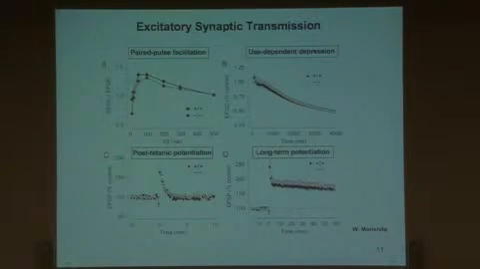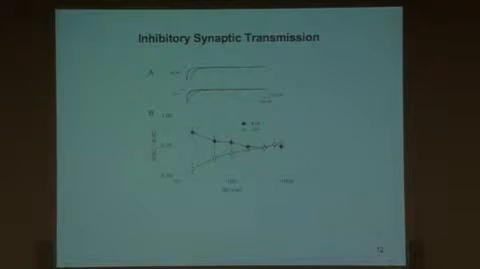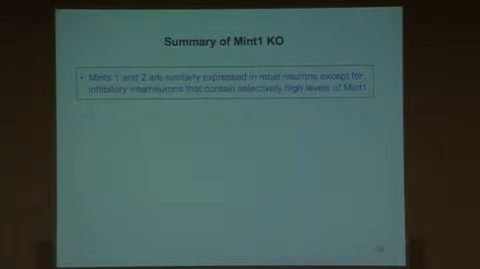But as I mentioned to you before, it seems that MINT1 is a little bit higher expressed in inhibitory neurons. So our next question was, are there changes in the inhibitory synaptic transmission? And here, what they looked at was the paired-pulse depression, and they indeed found that there was a dramatic change in paired-pulse depression, that deletion of MINT1 actually regulates the release of GABAergic neurotransmitters.